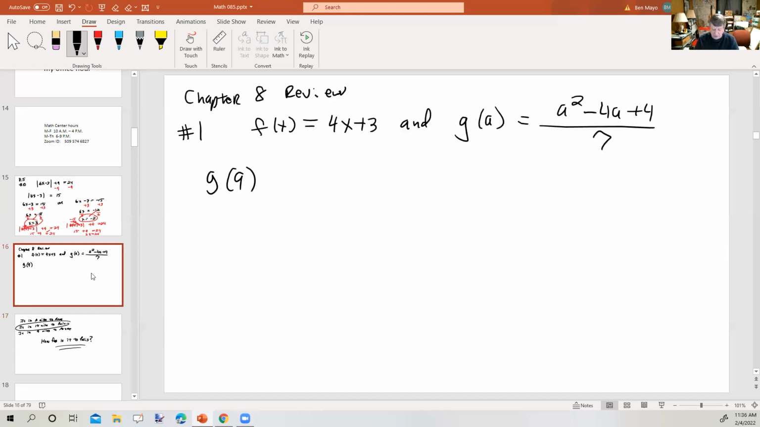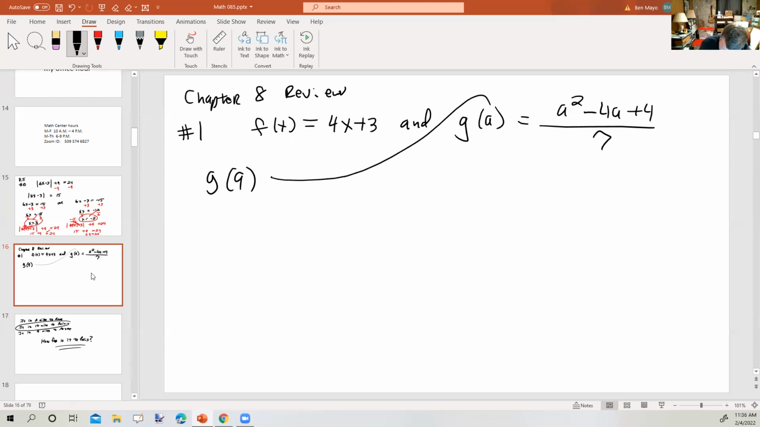Now, let's go back to this problem. They give us two functions. They give us the f of x function and the g of a function. But the question says, what is g of 9? So even though f of x equals 4x plus 3 may be a true statement, it's not really relevant for the problem. So we don't do anything with it, okay?